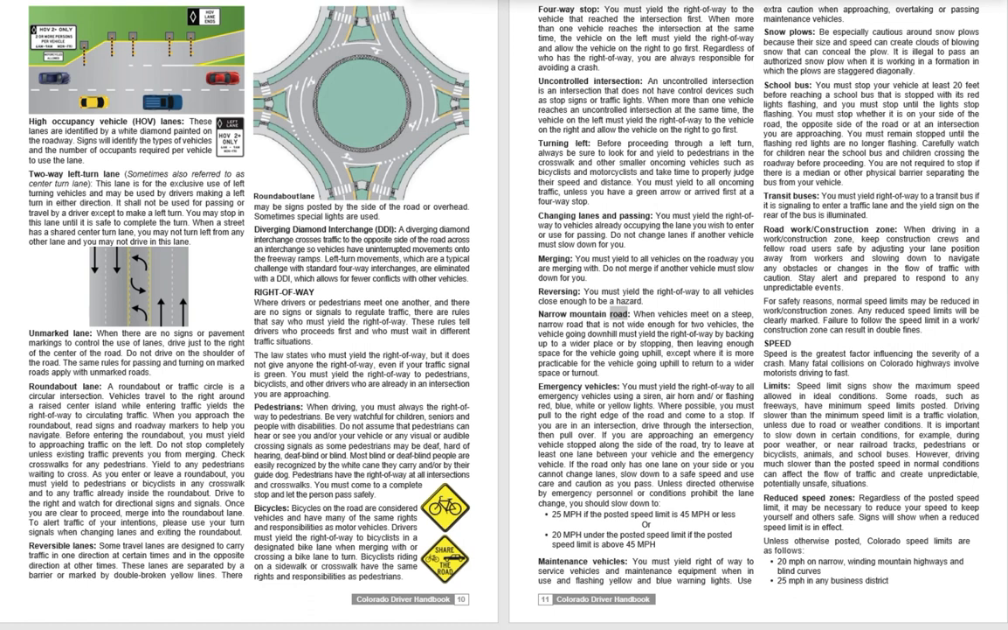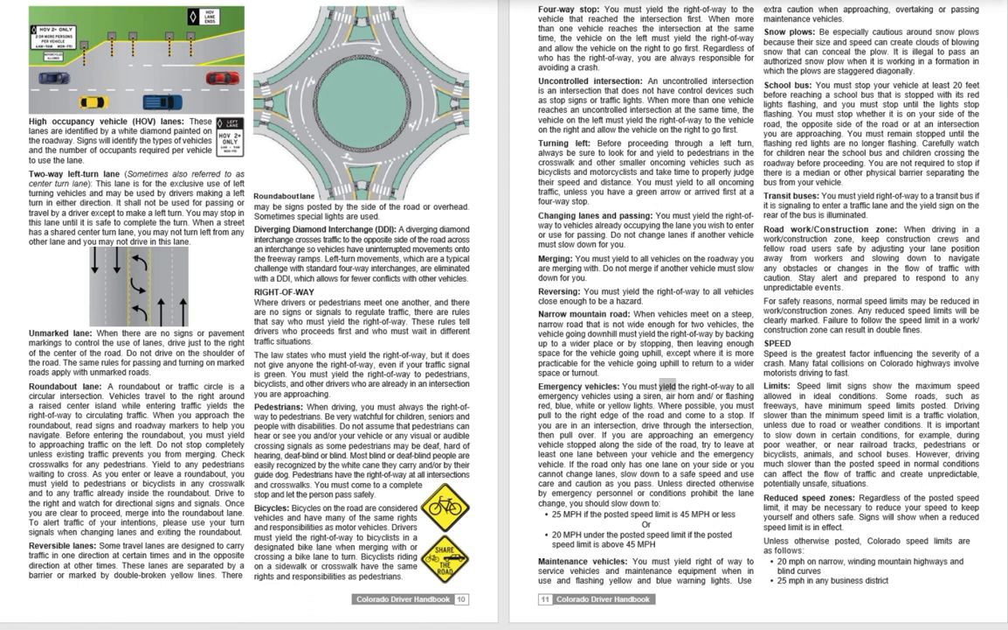Narrow mountain road, when vehicles meet on a steep, narrow road that is not wide enough for two vehicles, the vehicle going downhill must yield the right-of-way by backing up to a wider place or by stopping, then leaving enough space for the vehicle going uphill, except where it is more practicable for the vehicle going uphill to return to a wider space or turnout.